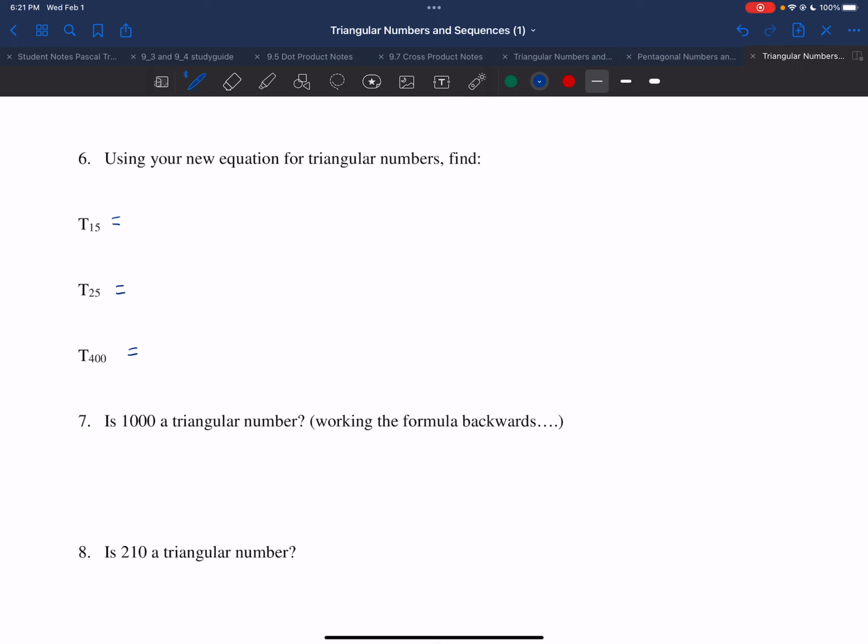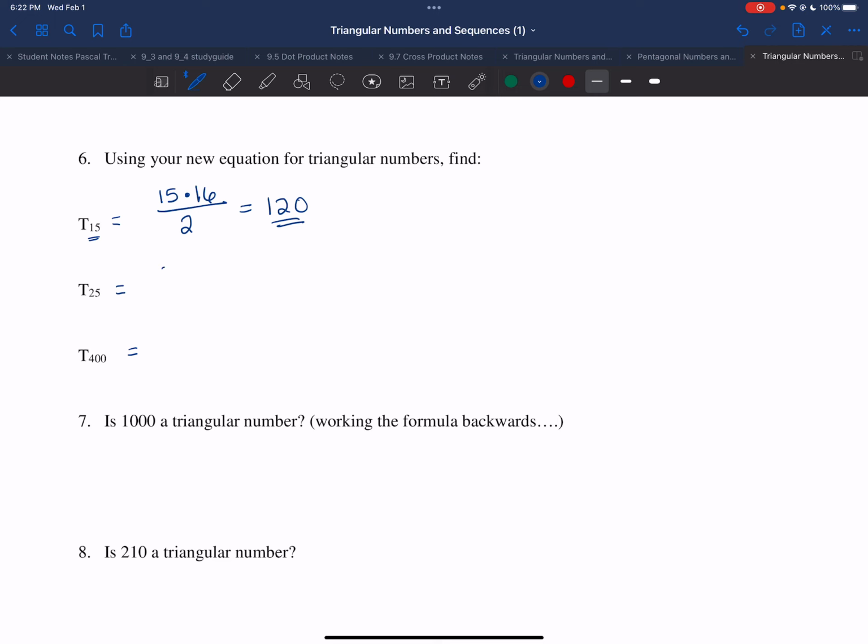T15, let's go ahead and take a look at it. We're going to start with 15, which is our subscript, multiply it by 1 higher, which is 16, divide it by 2. That gives me 240, divide that by 2, and I get 120. So you should have 120 there.